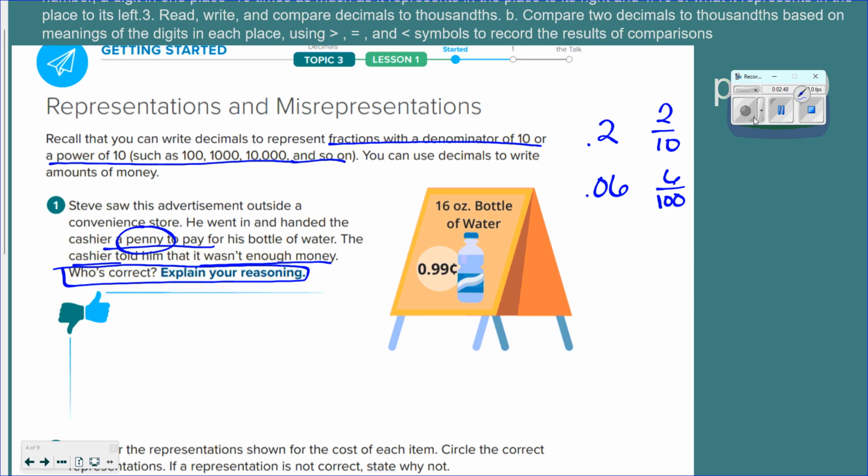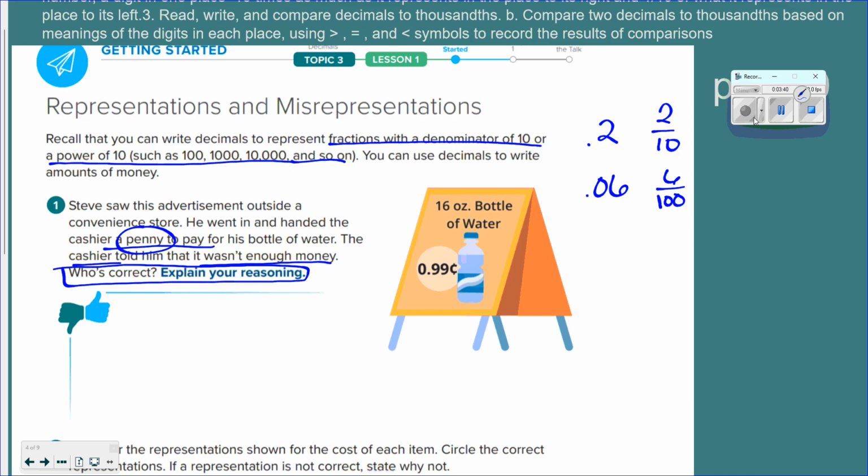All right, raise your hand if you think the cashier is correct. Raise your hand if you think Steve is correct. All right, so let's look at it. What is our key part of this problem? Say that again. What part of the money? No. No. What about it? It's saying how much the bottle of water is. What's important that we look at? Jack? I mean, I get that, but which part of the price is important?